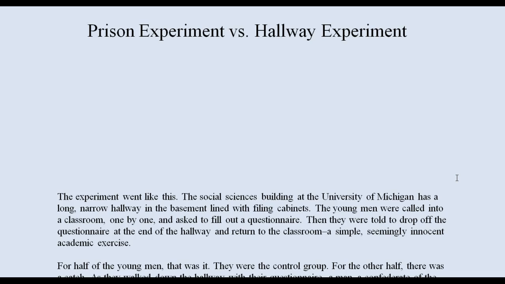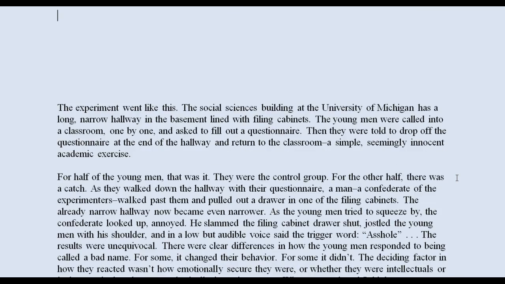The experiment went like this. The Social Sciences building at the University of Michigan has a long, narrow hallway in the basement lined with filing cabinets. Young men were called into the classroom one by one and asked to fill out a questionnaire. Then they were told to drop off the questionnaire at the end of the hallway and return to the classroom, a simple, seemingly innocent academic exercise. For half of the young men, that was it. They were the control group. For the other half, there was a catch.